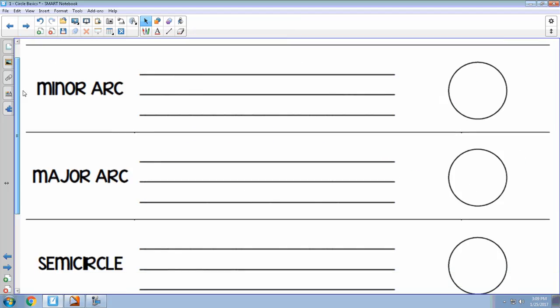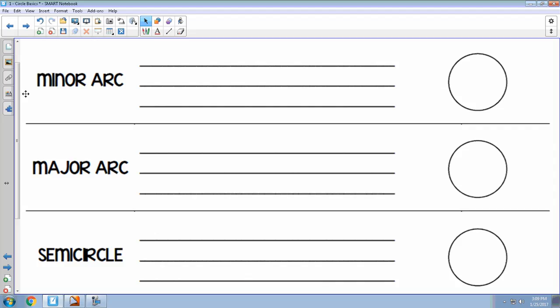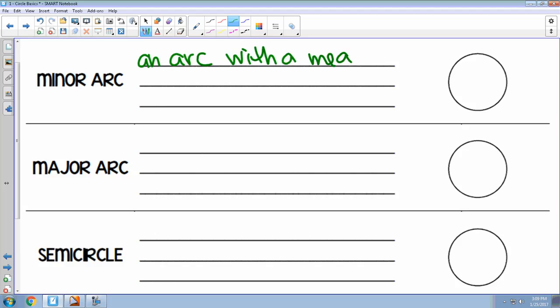We then break our arcs into three different categories. It can be a minor arc, a major arc, or a semicircle. A minor arc is an arc with a measure less than 180 degrees. So for example, the one I drew before, that AB, is a minor arc. Your circles in total have 360 degrees because they go all the way around in a circle. So something less than 360, less than 180 means it's less than half.